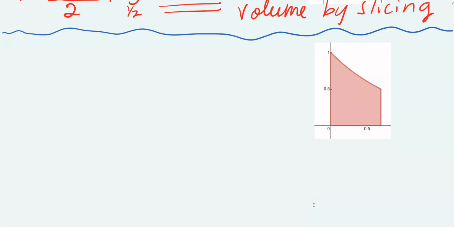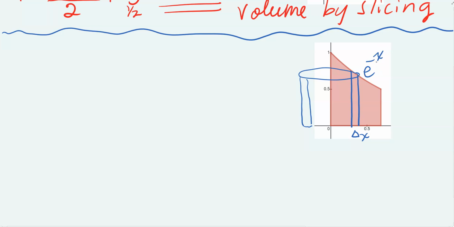In order to do volume by shell here, I am going to take one rectangular strip and revolve it, and get a cylindrical shell where the thickness is delta x. The height would be my e to the negative x, and I am going to go from 0 to ln of 2.